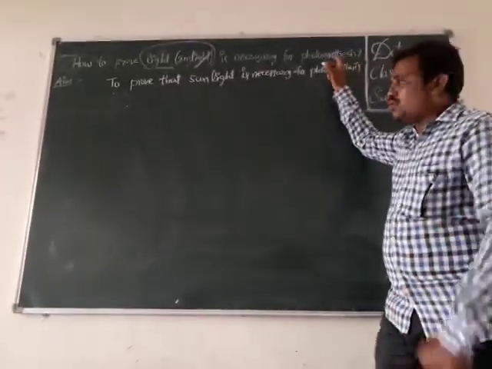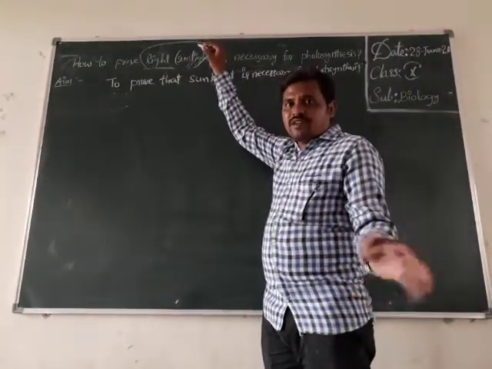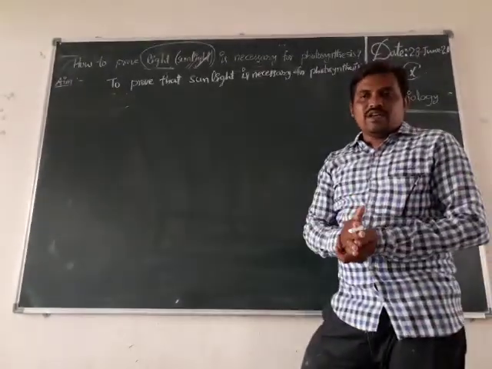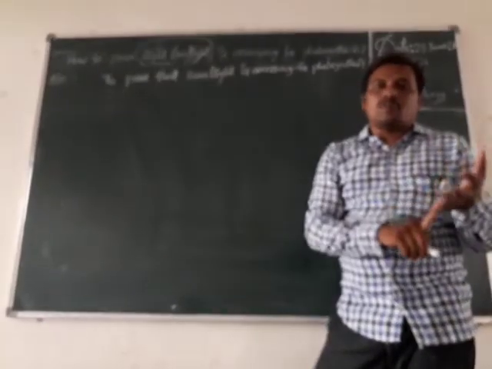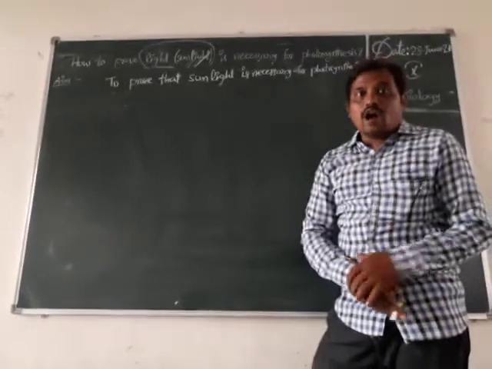How do we prove light is necessary? If there is no light, what happens? Plants cannot produce their own food. Plants cannot synthesize their food, meaning starch, carbohydrates, etc. They can't prepare their own food. How can we prove this?